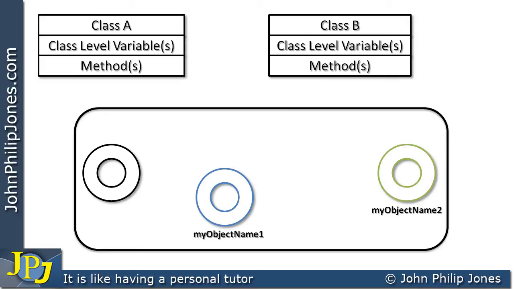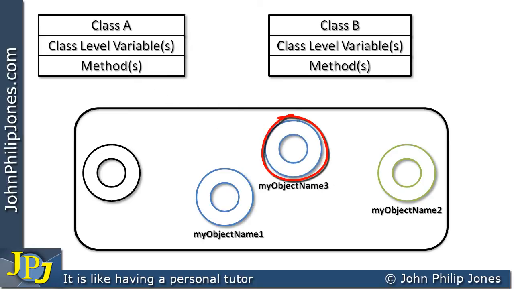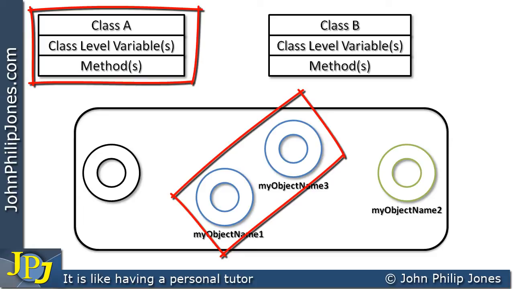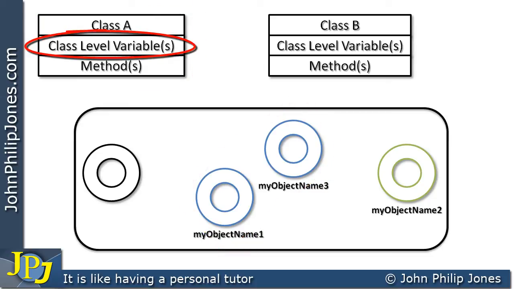Let's say we went on and now we decided we needed another instance of Class A, which we're showing here. Now, this object would have all the variables of this one. It would have all the methods that this one has. The difference is, however, these two objects are not the same. They were based on the same class, but they are objects in their own right. So they both have their own copies of the variables that were declared in Class A.